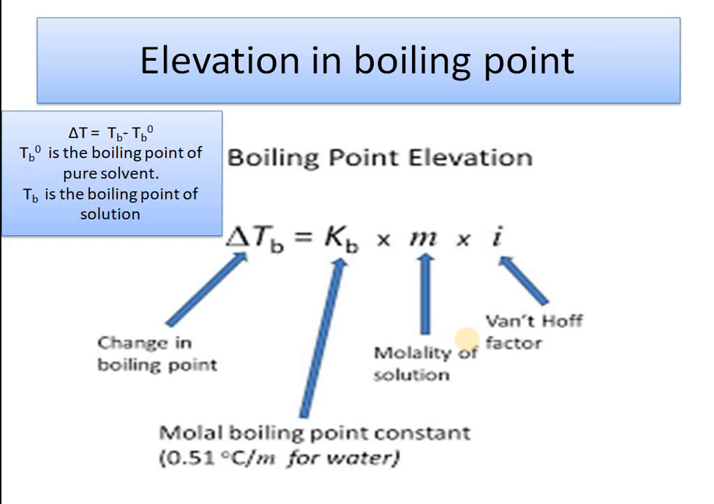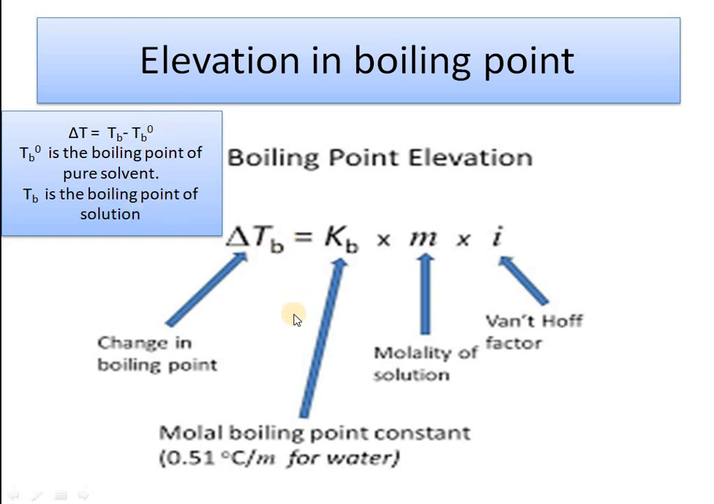Now the next colligative property is elevation in boiling point. So we have understood the formula: delta TB is equal to KB into m into i. What is delta TB? Delta TB is TB minus TB naught. So TB is more and TB naught is less. Naught represents the standard. Standard means solvent. Solvent boiling point means if water is there, boiling point is 100 degrees Celsius.